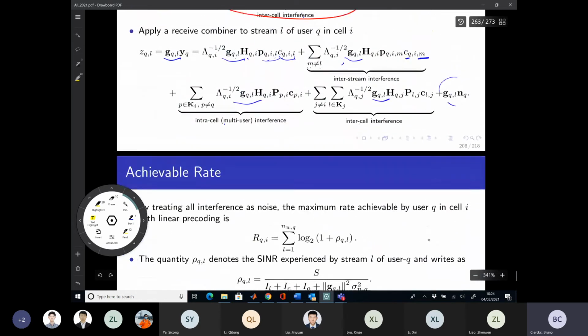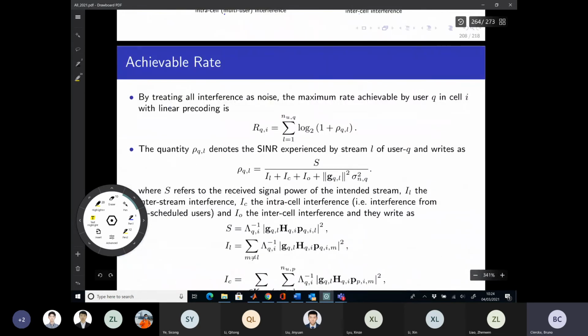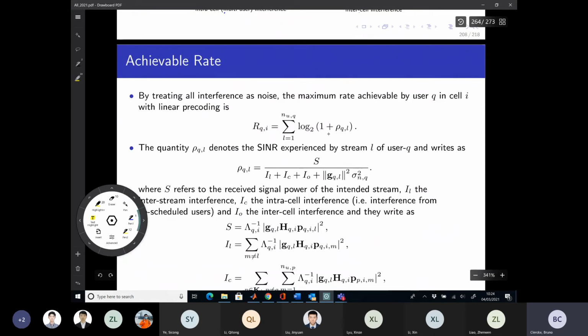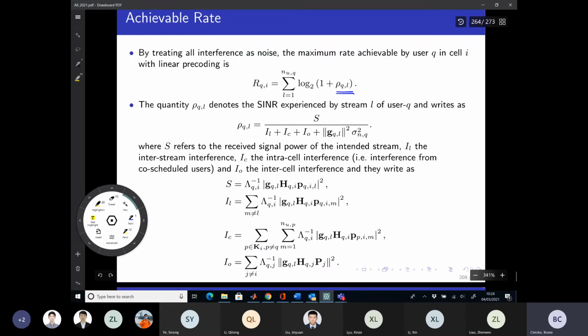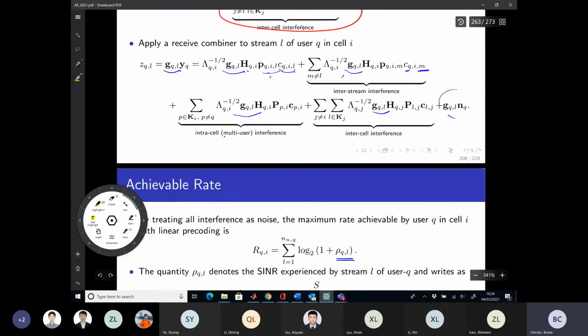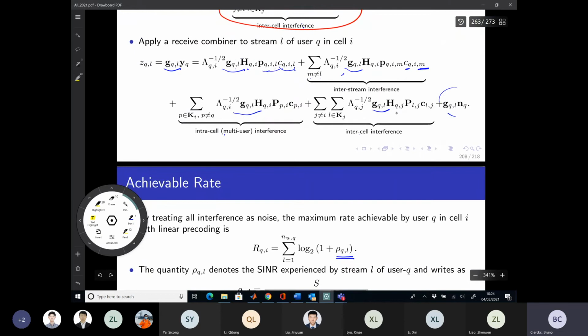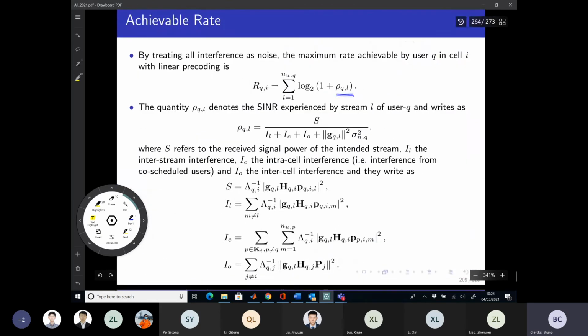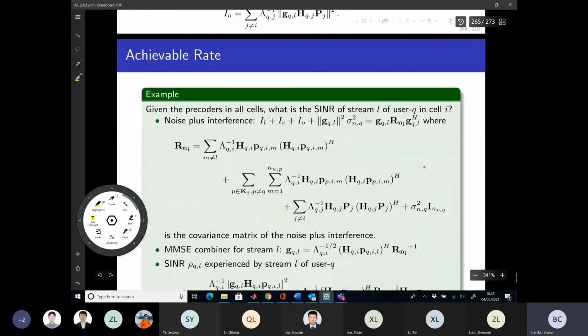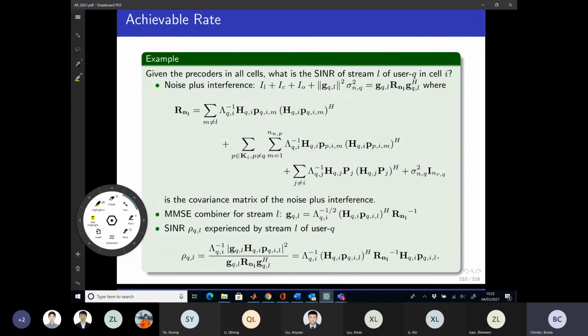Right, so once you have that, you can compute your SINR. For each stream of user Q, your SINR is given by the signal strength divided by your total interference term. Your signal strength is the strength of that signal here, right? And then the total interference will be the interference of this one plus the interference of this one plus the noise, right? So that's why you have many sources of interference here: inter-stream interference, intracell interference, and intercell interference. Right, so this is how you can design your receiver.